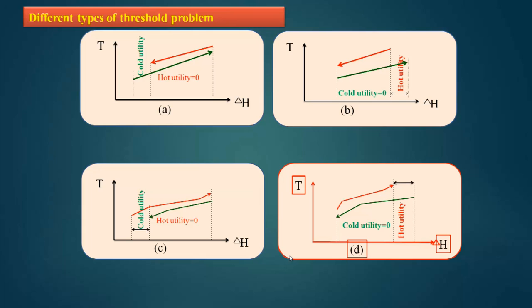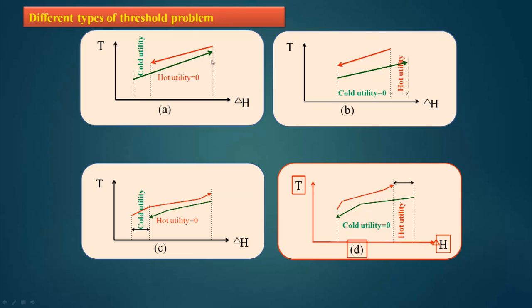Now, figure A shows this. This is a composite hot curve and this is a composite cold curve, but the distance between these two is minimum here at the non-utility end. This is a non-utility end because here the demand of hot utility is 0. So, this is a non-utility end.